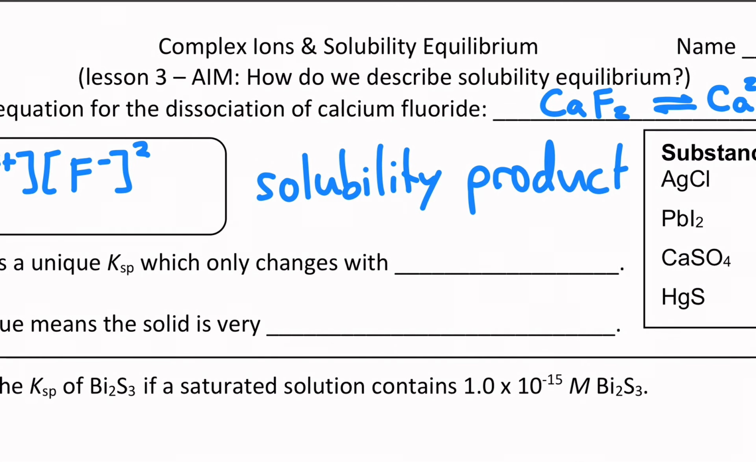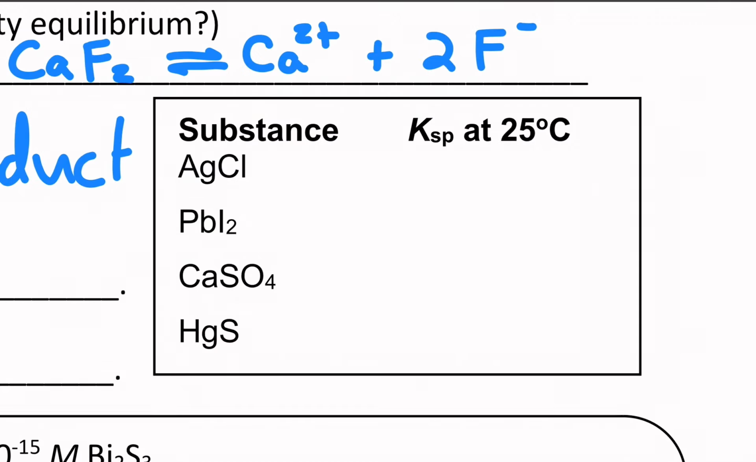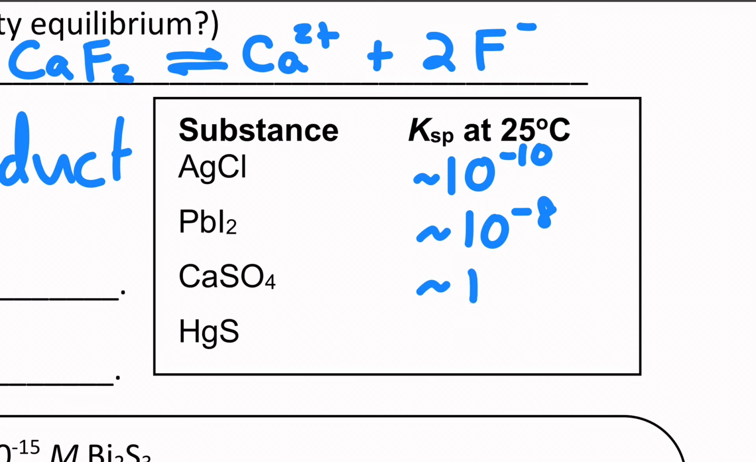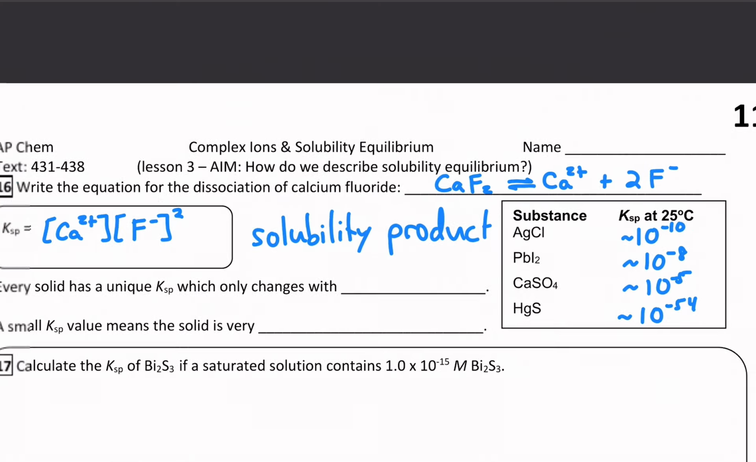The thing to note is that they're typically very small. So things that we remember are insoluble from the solubility rules, such as silver chloride, lead iodide, and a few of these others, they have very, very small KSP values. Silver chloride is on the order of 10 to the negative 10. Lead 2 iodide is on the order of 10 to the negative 8. Gypsum or calcium sulfate is on the order of 10 to the negative 5. Mercuric sulfide is very insoluble, but still has a quantifiable solubility with a value of 10 to the negative 54.